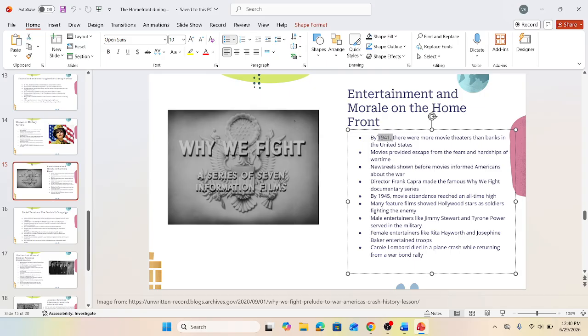Well, by 1941, there were more movie theaters than banks in the United States, and so movies provided escape. This is where people could go and take a break. Newsreels shown before the movies would inform Americans about the war. Documentaries were created about why we were fighting. By 1945, when the war is really at its height, movie attendance reached an all-time high.